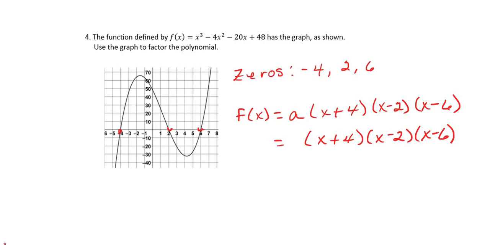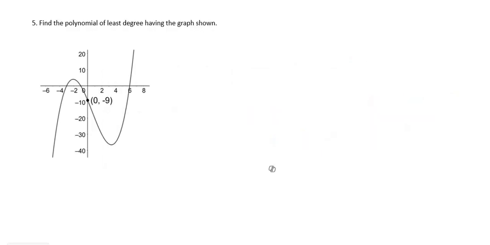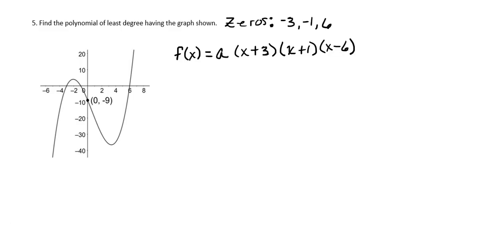My leading coefficient here is going to be 1, so this is my final answer. Problem 5, I'm asked to find the polynomial function of least degree having the graph shown. So I'm going to write out the general form for my function. So here you can see my zeros and the general form of my equation.